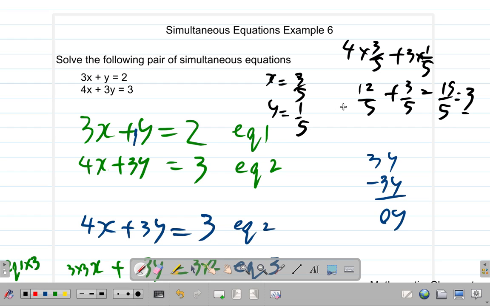So that is correct. What we have here is correct as our answer. x is 3/5, y is 1/5.